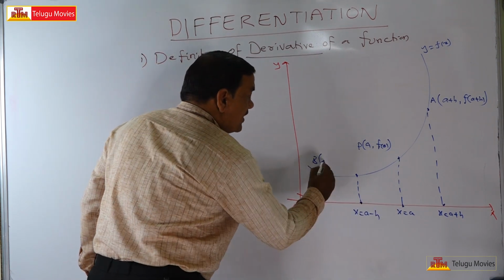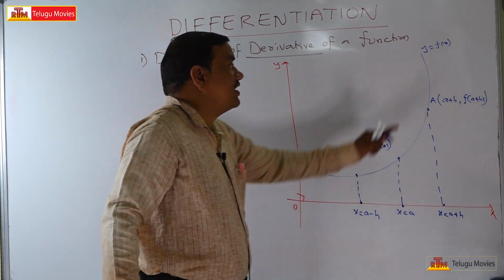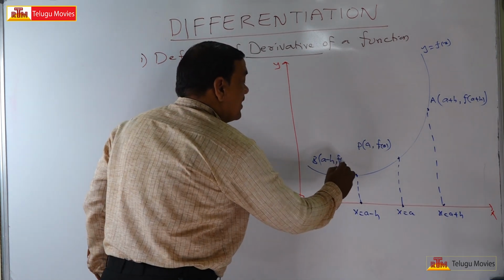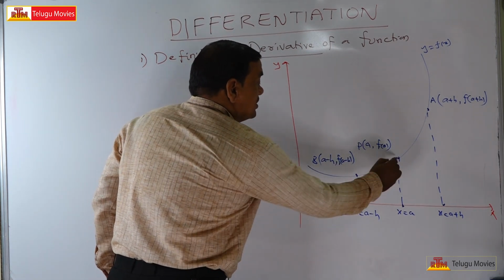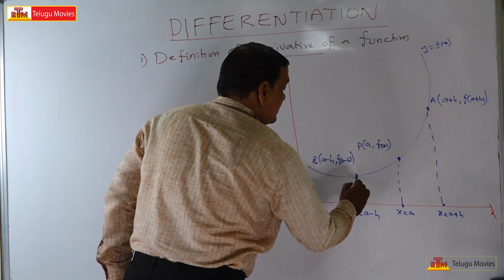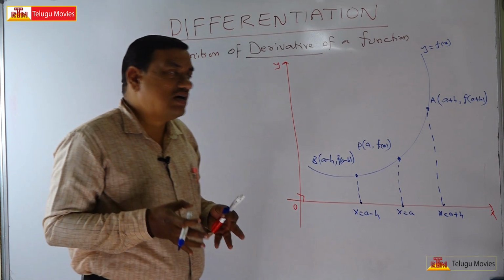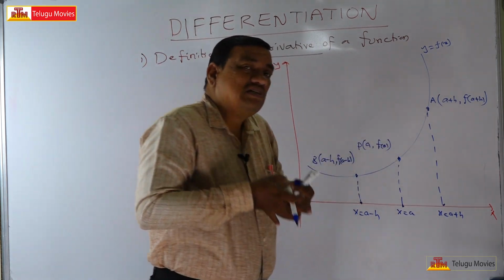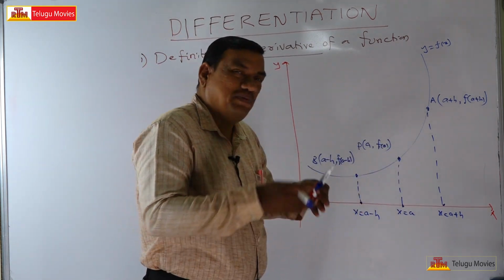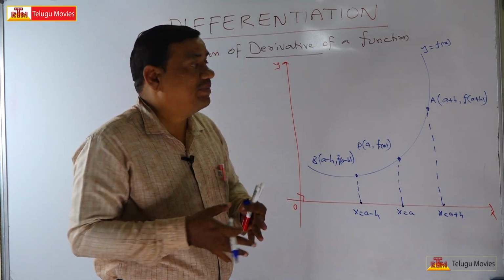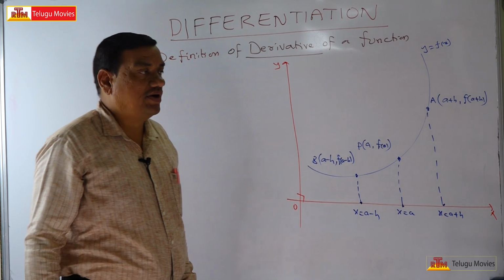Here the x coordinate is a minus h. What is your y coordinate? y is equal to f of x. That means f of a minus h. So this is p, and it is a, and it is b. So try to understand this. These 3 points a and b are just a neighborhood of this point p, just side by side they will be there. But for understanding purpose, I am drawing it in an elaborate way.